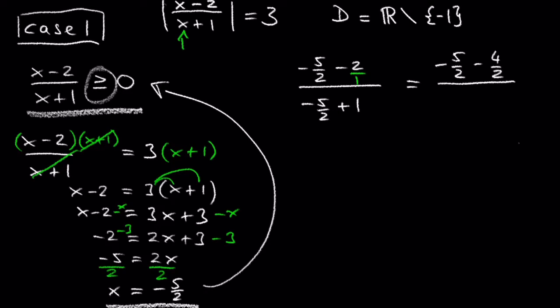Similarly, like before, 1 is the same as 1 over 1. So we have negative 5/2 plus 1 over 1, which is the same as 2 over 2. Now we can add the fractions.